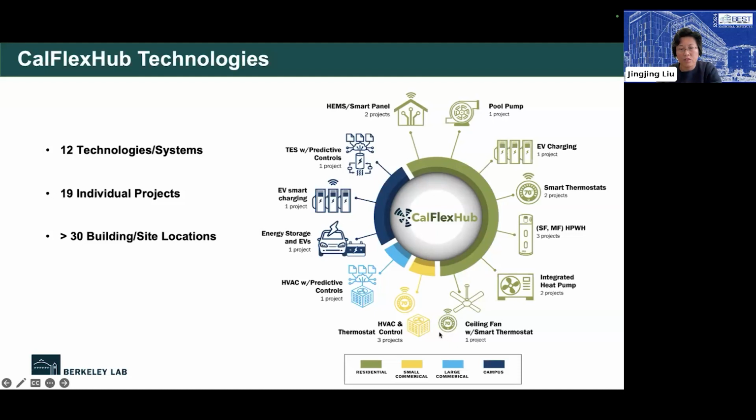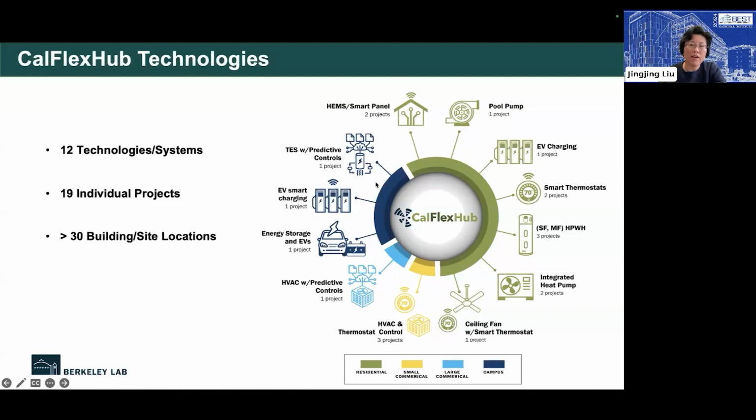And then for small and medium commercial buildings, the yellow part, we have a couple projects. We have a project looking at a cloud-based energy management system, controlling different end uses. And then there's another project looking at advanced predictive controls for heat pump systems. And for larger commercial buildings, we are looking at sophisticated predictive controls to receive and respond to price signals in a customized fashion for a given building.